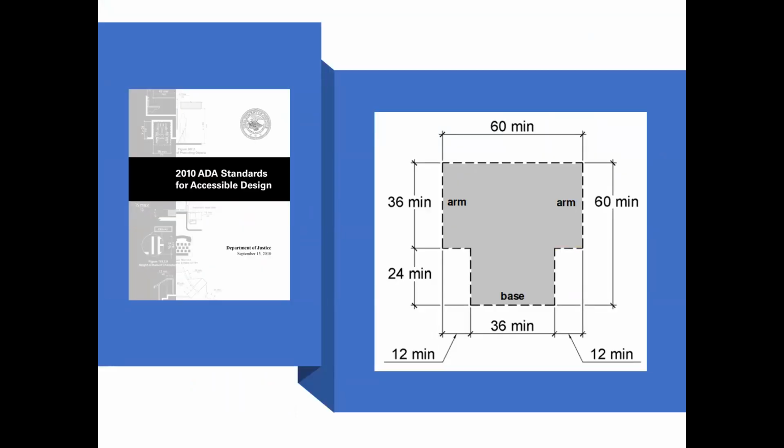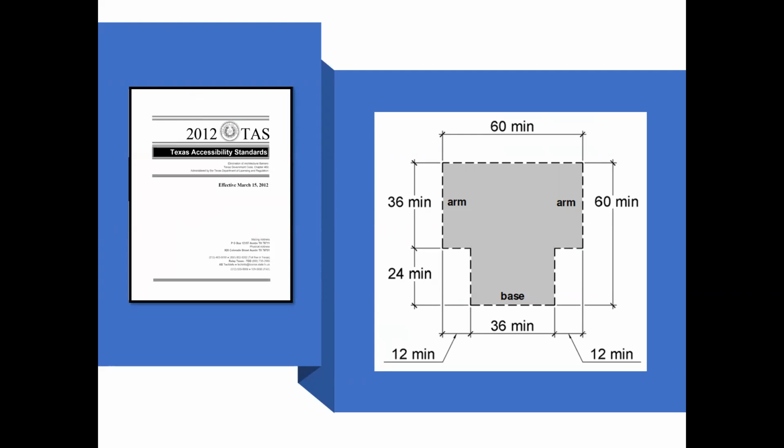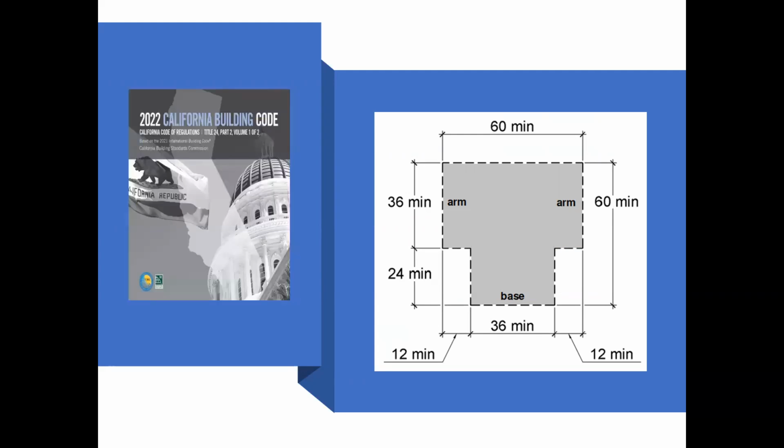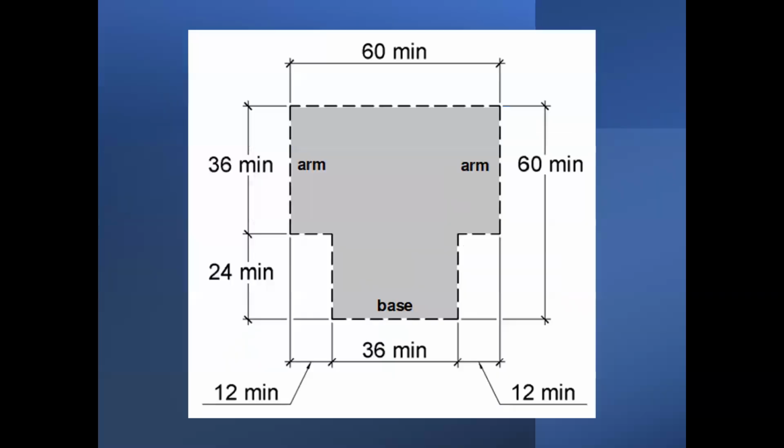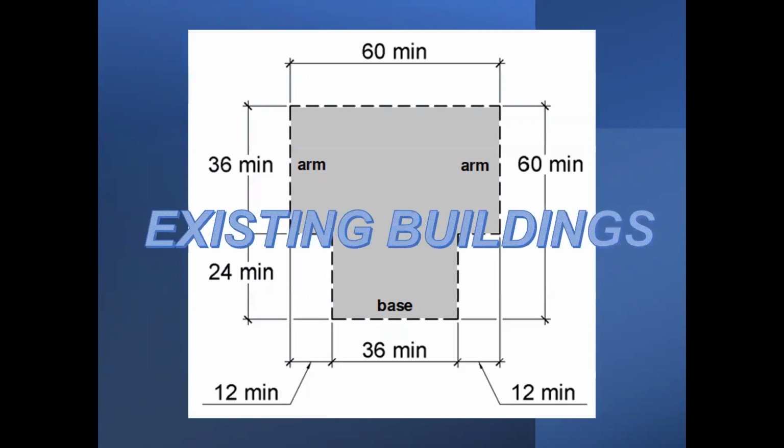These requirements are consistent across access standards that include the 2010 ADA Standard for Accessible Design, the 2012 Texas Accessibility Standards, and the 2022 California Building Code. The 60-inch square turning space is also a requirement in the ICC A117.1, the 2017 standard, but for only existing buildings. New buildings and facilities have three different options.